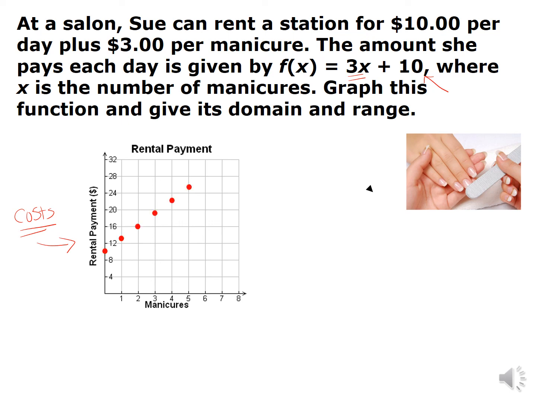So let's say she did 2 manicures, okay? We would plug the 2 in. We get 6 plus 10, which is $16. And that one is represented right there.